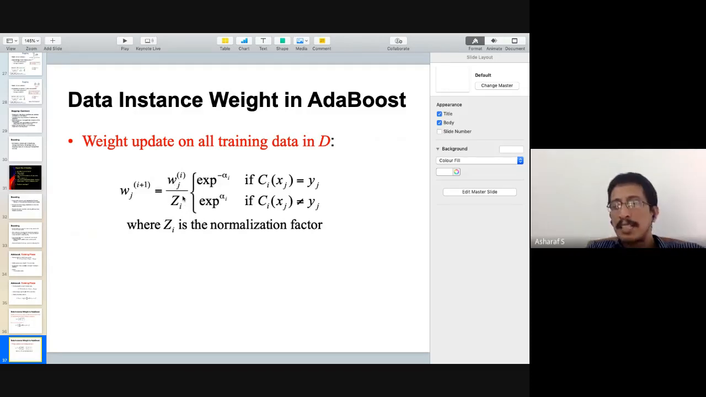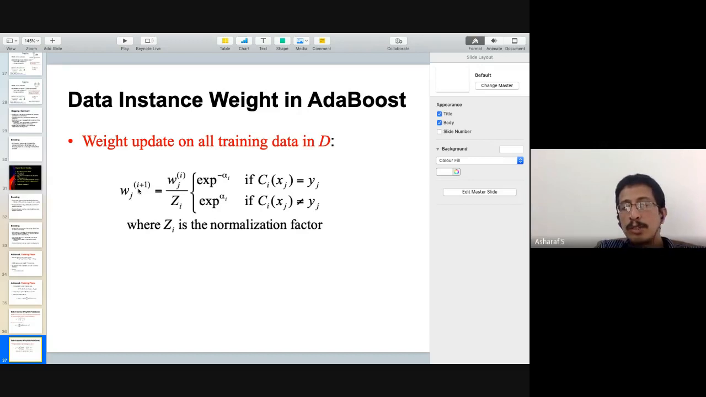Typically you can take the max of the value, and if you look at it, that's multiplied by exp minus alpha i. What is exp minus alpha i? So this is a normalization: it's basically the normalized previous weight times exp minus alpha i, or exp plus alpha i. Understand this equation. If Ci(xj) is equal to yj, for a point, I am moving from iteration i to i plus 1, updating the weight of a point.